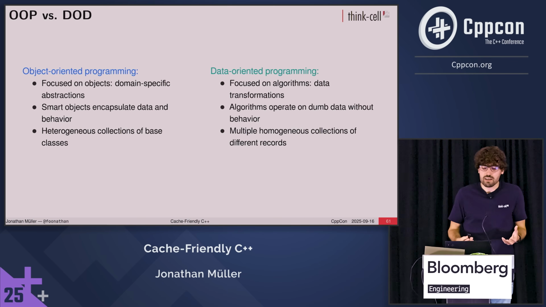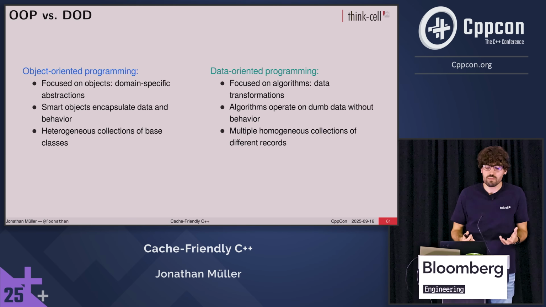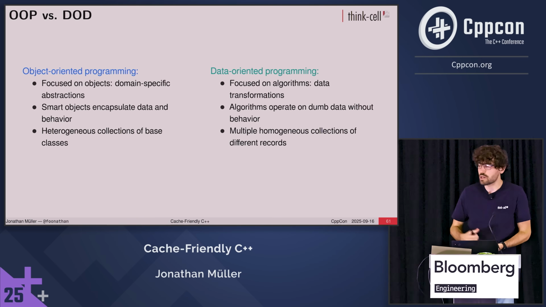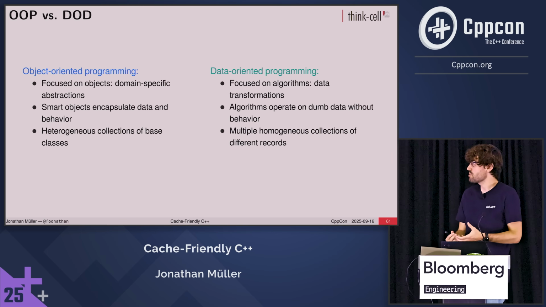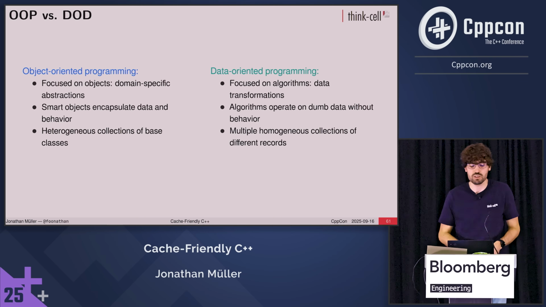So data-oriented design is classically contrasted with object-oriented programming. In OOP, you focus on objects. These are domain-specific abstractions. Whereas in data-oriented design, you focus on algorithms, which are your data transformations. So you have some data, and the goal of your program is to transform it. This is what you focus on.